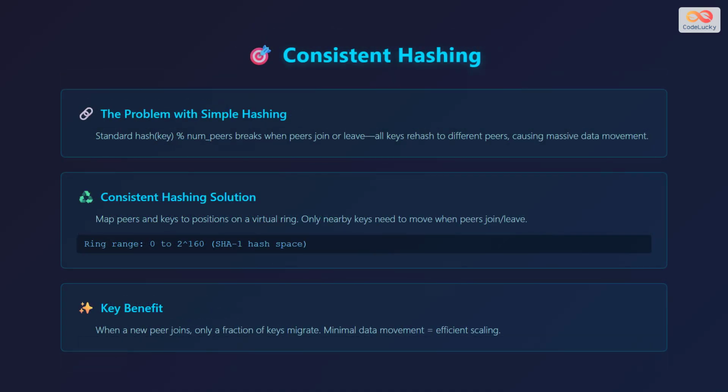Here's a critical problem. When you use simple hashing with the formula hash of key modulo number of peers, adding or removing peers breaks everything. When a peer joins or leaves, almost all keys need to be rehashed and moved to different peers. This causes massive data movement, making the system inefficient. Consistent hashing solves this elegantly. Instead of mapping keys to peers directly, both peers and keys are mapped to positions on a virtual ring. The ring typically spans from 0 to 2^160 using SHA-1 hashing. When a new peer joins, only nearby keys migrate to it, not all keys. This minimizes data movement and makes the system efficient at scale.